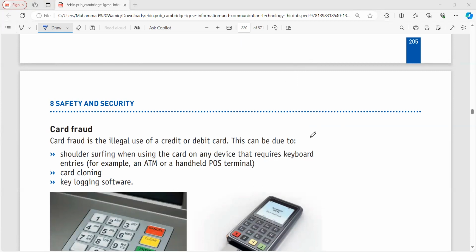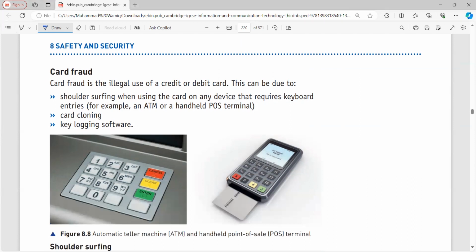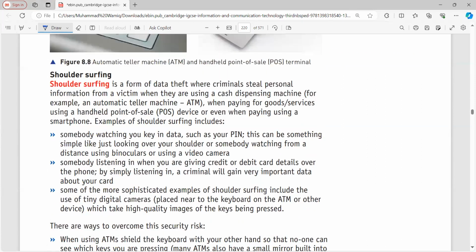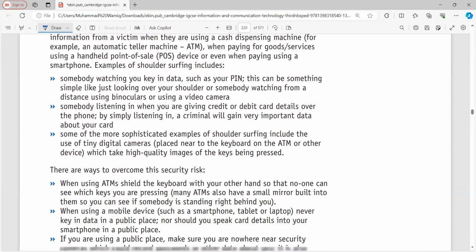There can be certain concepts of card frauds as well. For example, if your credit card or debit card is stolen, key logging software can gain access to that. Shoulder surfing is a form of data theft where criminals steal your important information when you are using an ATM. So when you are using an ATM, you should make sure that no one is watching you, no one is listening to you, and no one is even standing right beside you.